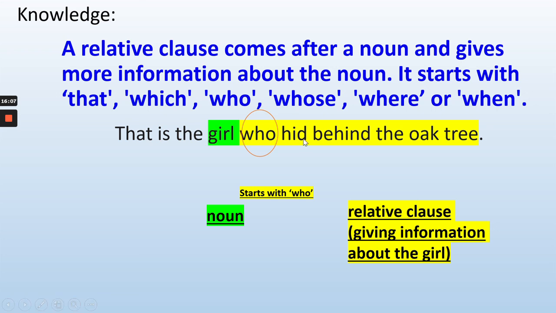That is the girl who hid behind the oak tree. The girl is the noun that we are focusing on, and the relative clause comes after the noun and it tells us about the girl. Which girl? The girl who hid behind the oak tree. And have a look, this starts with one of our words that relative clauses start with. It starts with who.